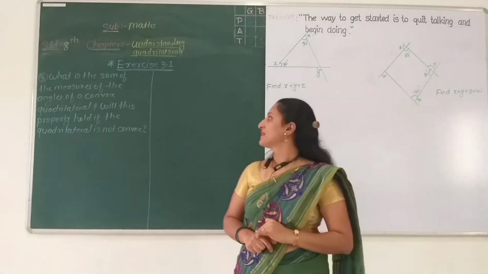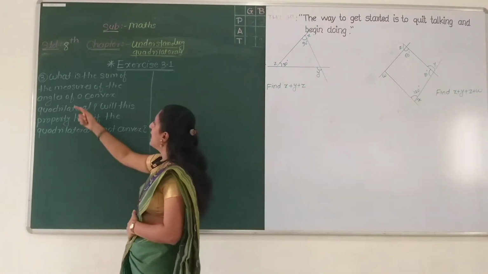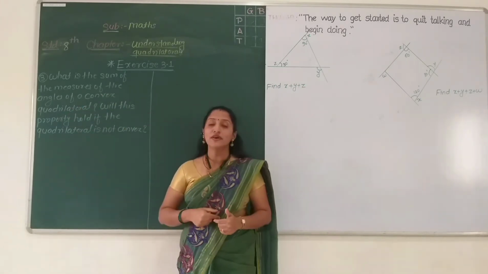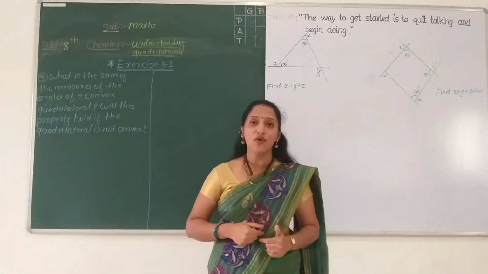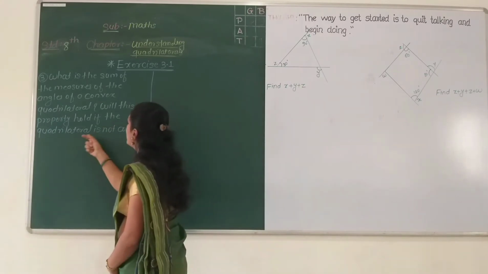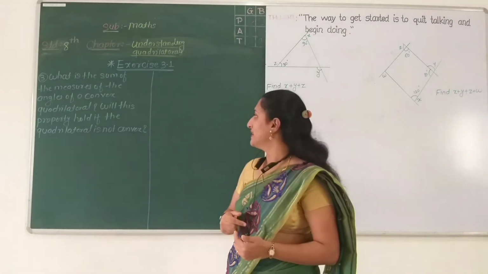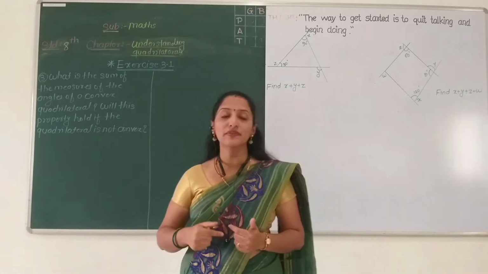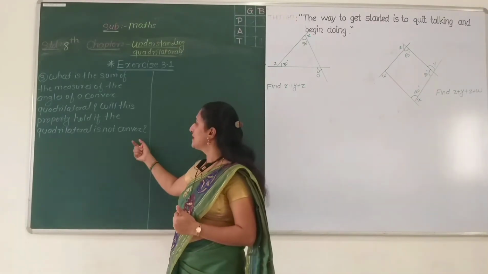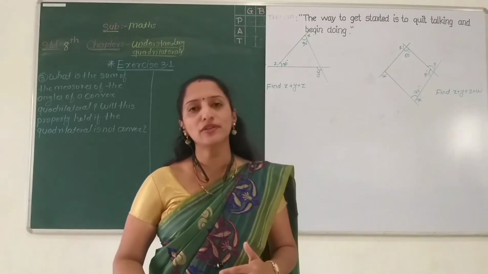So let us start. Our first question is: what is the sum of the measures of the angles of a convex quadrilateral? Will this property hold if the quadrilateral is not convex, that is, concave? We have to check the angle measure property for a convex quadrilateral, and also check whether this property holds for a concave polygon or not.